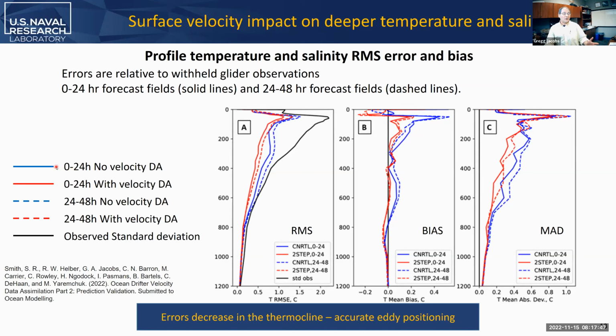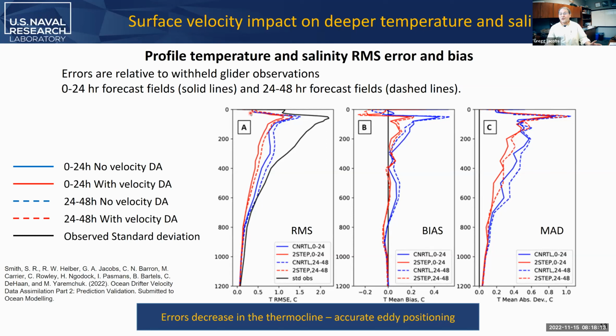The blue line is without data assimilation, and the red line is with data assimilation of the velocities. And you can see there's a pretty significant reduction in the RMS errors of temperature here at 300 meters depth. The black line is the standard deviation of those observations from the gliders. So this is a pretty big reduction in the RMS errors, and even in the 24 to 48-hour forecast, we're seeing a really good reduction.